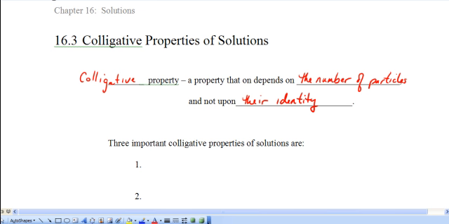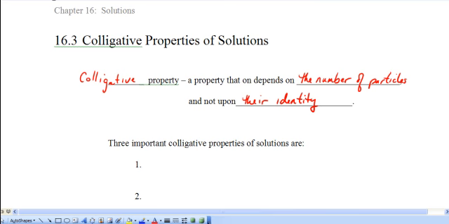That is, when we dissolve different salts, when we dissolve different sugars, it's going to have an impact on the properties of the solutions. However, it doesn't matter which sugar or which salt we use, it just depends on the number of particles that ends up being in solution.